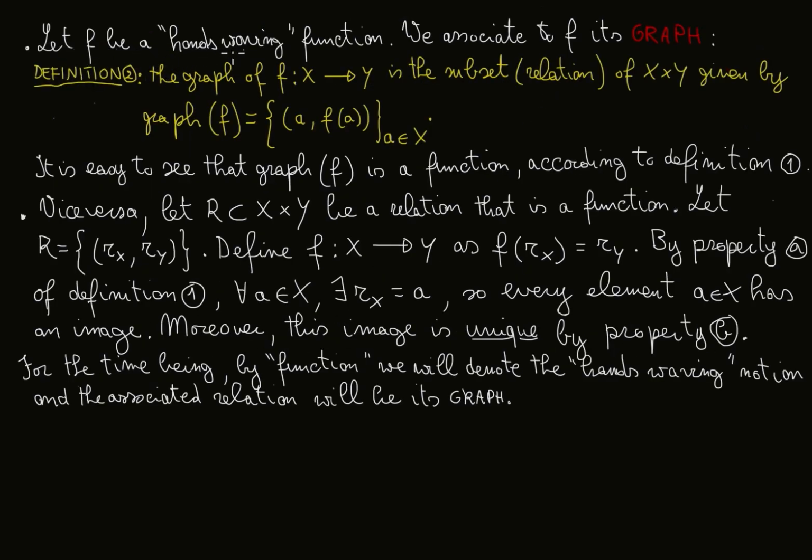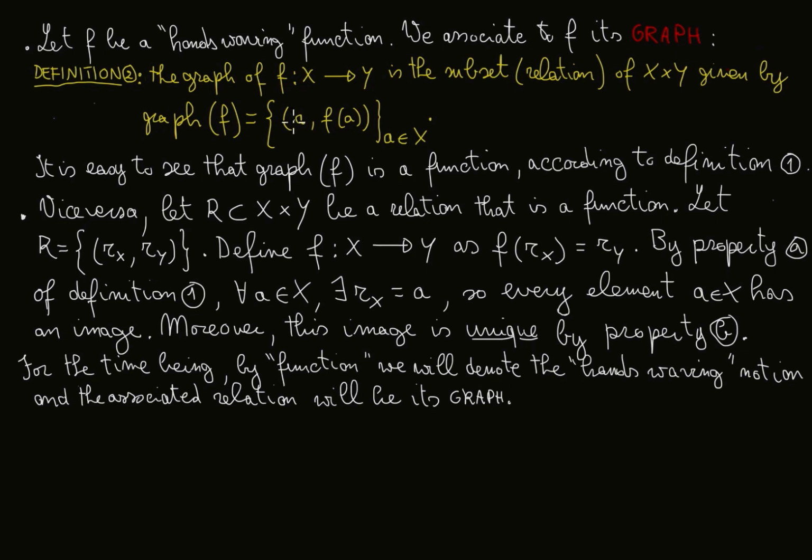Let f be a hand-waving function, meaning that we represent f as a law, a correspondence between two sets, x and y. We associate to f its graph. Definition number 2: the graph of f, denoted as an arrow from x to y, is the subset of the Cartesian product of x times y, which is going to be a relation, of course, because any subset of the Cartesian product is a relation. So it is the subset of x cross y, given by the following definition.